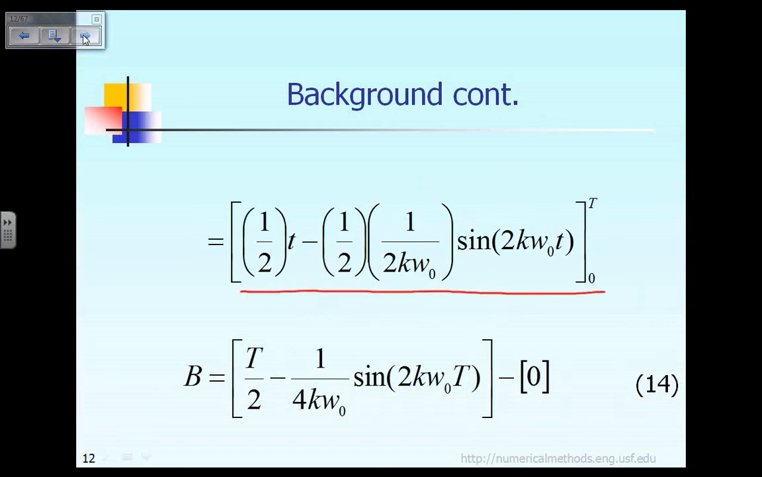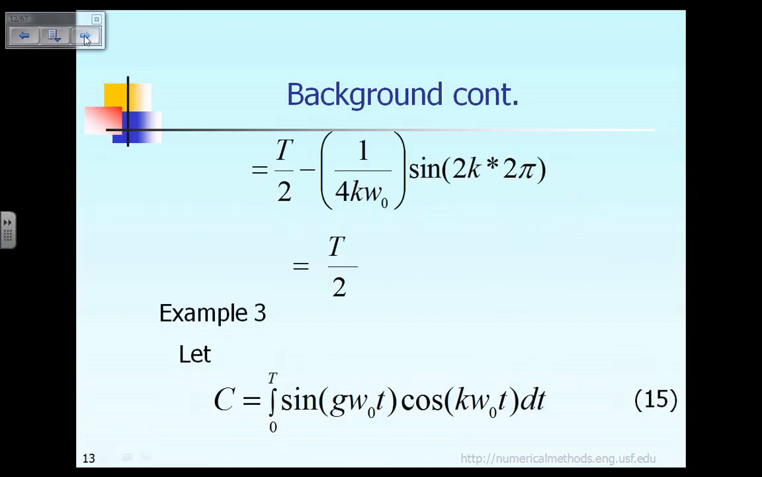Finally, if we substitute the value of small t with the upper limit, capital T, and then subtract the value with the lower limit 0, immediately we get equation 14. Look at equation 14. This is what we got: B equals T over 2 minus 1 over 4k omega naught times sine of 2k omega naught T. That is equation 14, which is very straightforward.